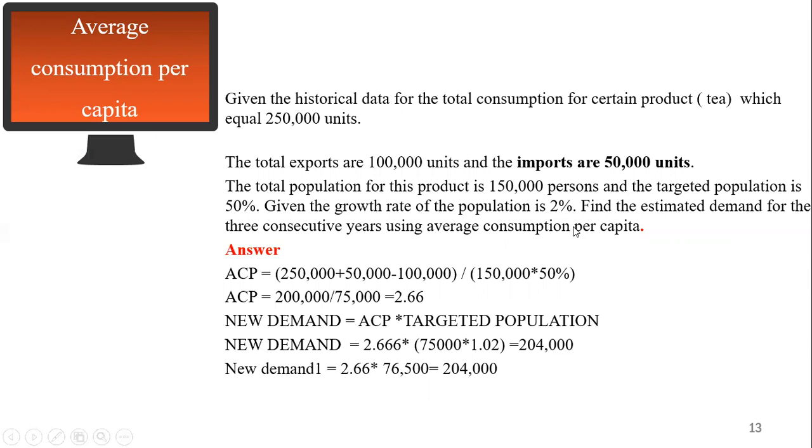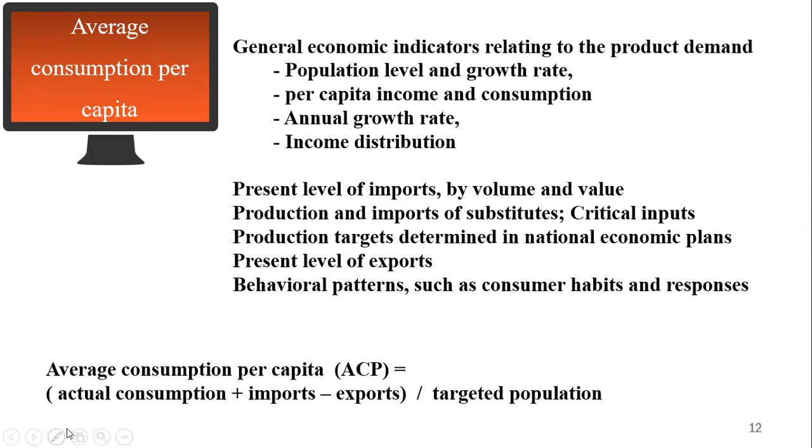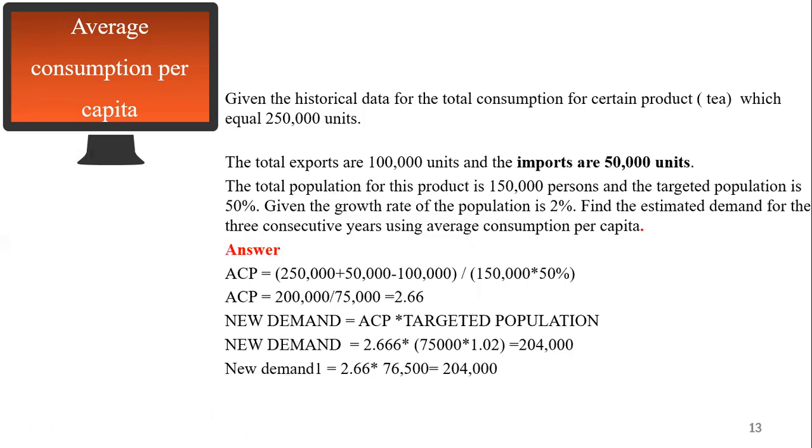So I will not take all the 150K, I will take only 50% of the 150K. Given the growth rate, which is the secondary data that you calculated or found from CAPMAS or any international statistics that can give you insight into the growth rate in this place. So using the previous formula, average consumption per capita is actual consumption plus import minus export. Why plus import? Because it is inside the country. Why minus export? Because it is exported, divided by the target population. So let's see here, it is 250K, which is the consumption in the previous year, plus 50K, which is the imported product, minus 100K, which is the export that has gone out of the country, divided by the target population.